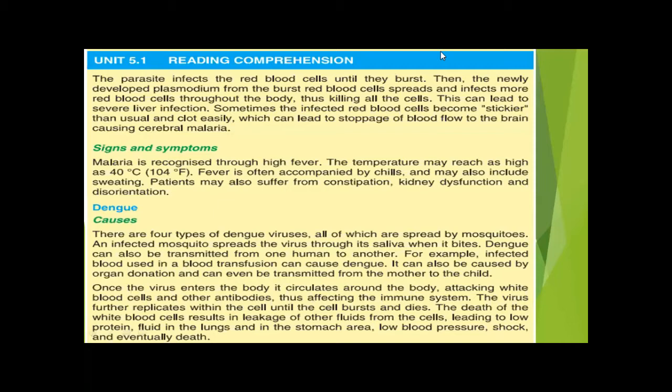And within 48 to 72 hours, the parasites inside the red blood cells multiply, causing the infected cells to burst open. Then the parasites continue to infect red blood cells, killing all the cells. This can lead to severe liver infection. And sometimes the infected red blood cells become so sticky that they can clot easily. It can also lead to stoppage of blood flow to the brain, causing cerebral malaria. And what is cerebral malaria? Cerebral malaria is the most severe neurological complication of infection.